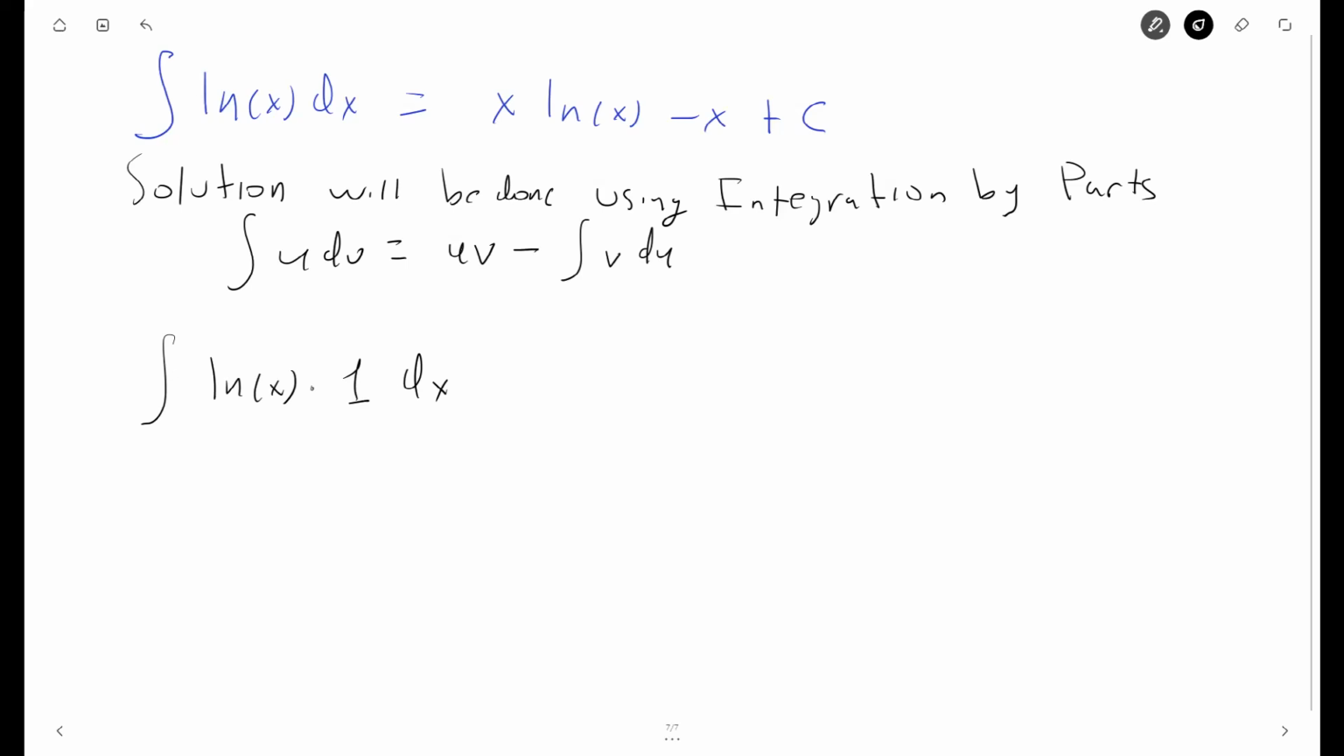And I'm going to do the following substitution. We're going to let u be equal to ln of x. That means that du/dx is equal to 1 over x. That means that du is equal to 1 over x times dx. And because I put this 1 here, we know that dv is equal to 1.